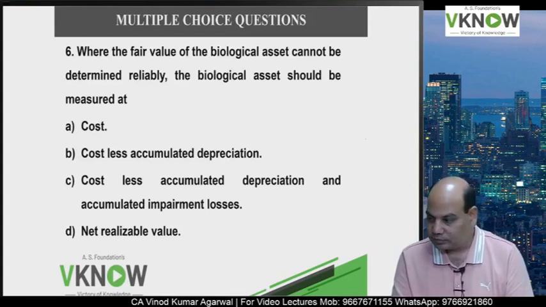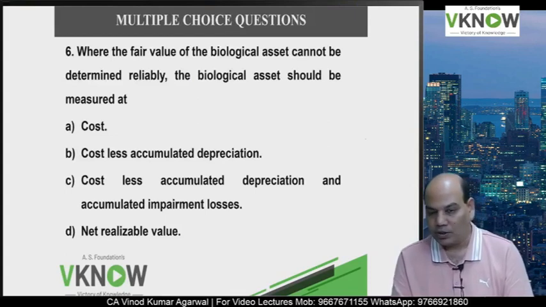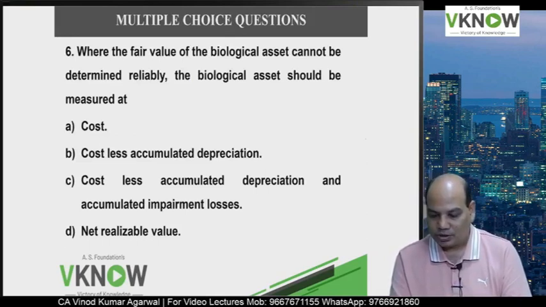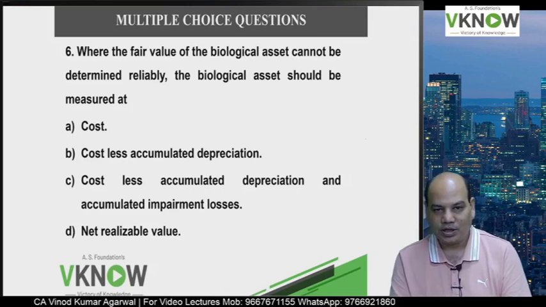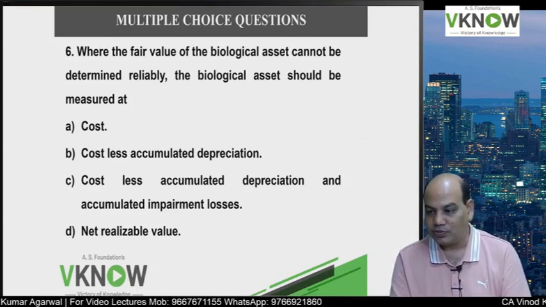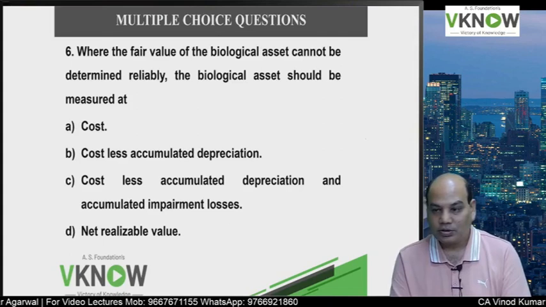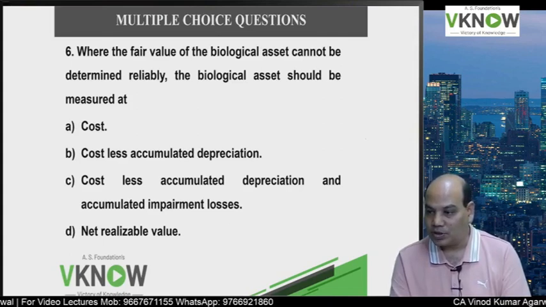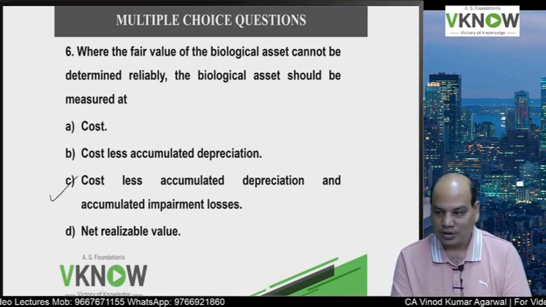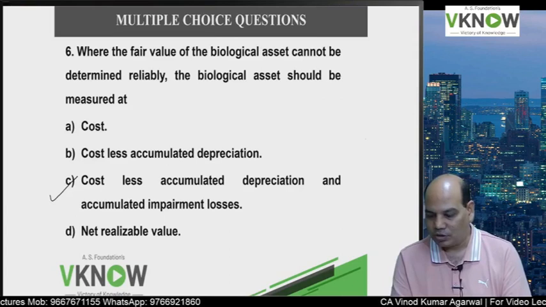Question number 6. Where the fair value of the biological asset cannot be determined reliably, the biological asset should be measured at cost. Some students will think yes, cost is right, but read the next option, cost less depreciation. Some of you will think, oh, this is also right. Then read one more option, cost less depreciation less impairment. This is the most appropriate answer. NRV is not recommended. Option C is the right answer.